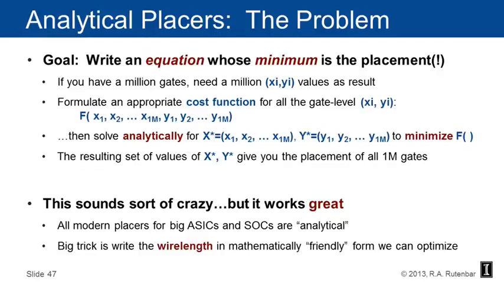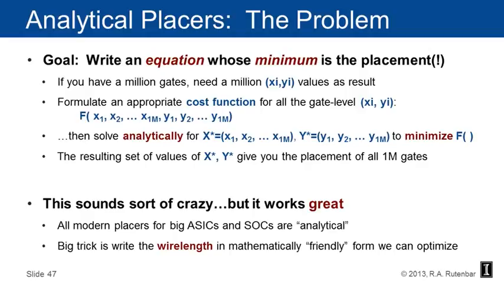So if you have 1,000,000 gates, you need 1,000,000 x, y values, one for each of your 1,000,000 gates. We're going to formulate an appropriate cost function for all of the gate level x, y coordinates. That function is going to be a function of 1,000,000 x's and 1,000,000 y's. And then we're going to solve it analytically, which means we're actually going to do math on it. And we're going to get 1,000,000 x's and 1,000,000 y's. And that will be the minimum of this function. The resulting set of values give you the placement of all 1,000,000 gates. I recognize that this sounds kind of crazy, but it works great.